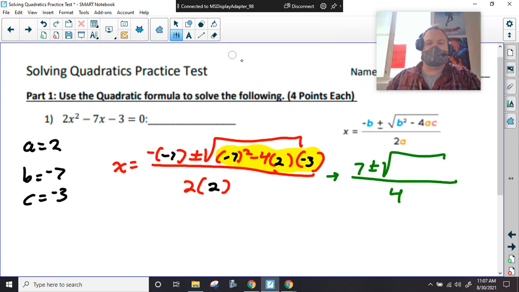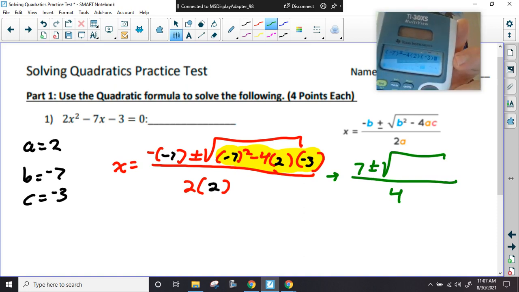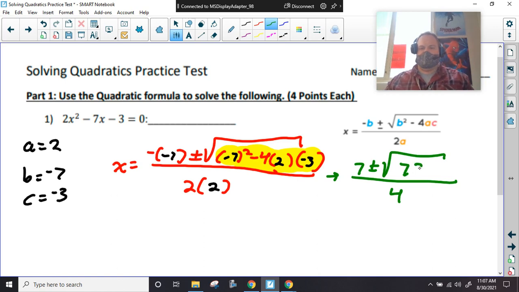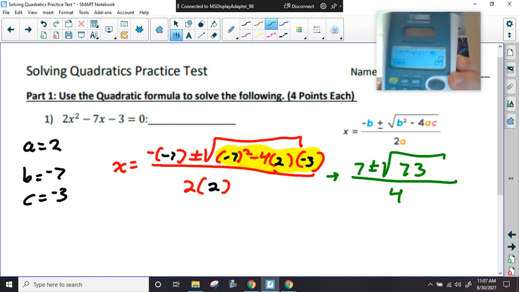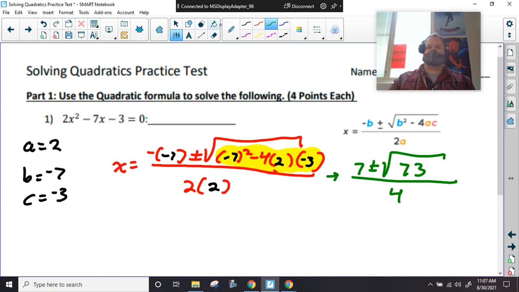Okay. Now, you're actually going to do what's underneath the square root, just that part. Remember, that's called the discriminant because it discriminates. All right. So we plug it in our calculator like so, and we get 73. Now, if we were to try to take the square root of 73 to simplify this, we actually just get the square root of 73. So guess what? Yeah, this is our answer.